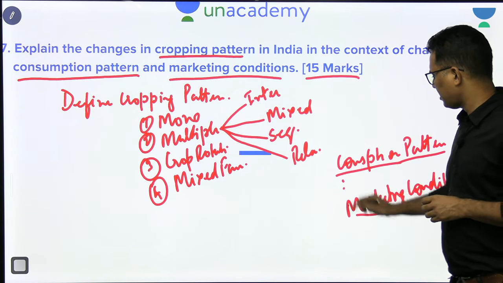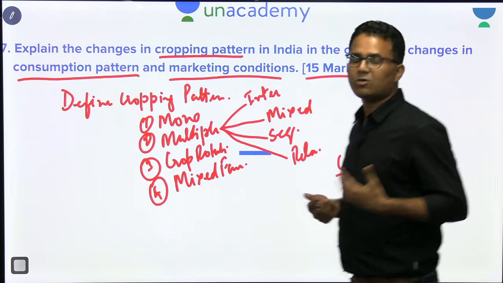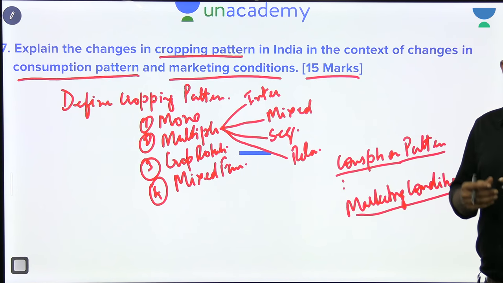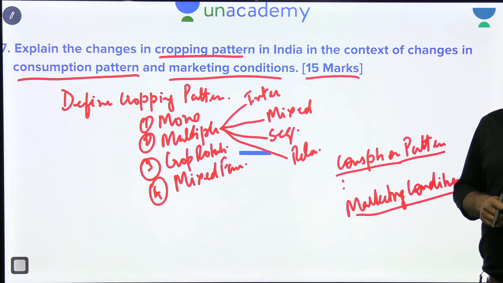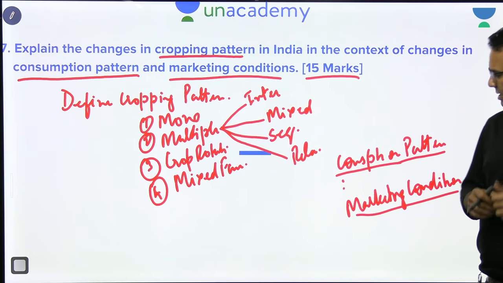Then you write that because of increasing health consciousness, people are shifting more towards millets. So there is an increased enthusiasm among the farmers to grow millets. People are shifting from rice, and to a certain extent they have started changing to millets.